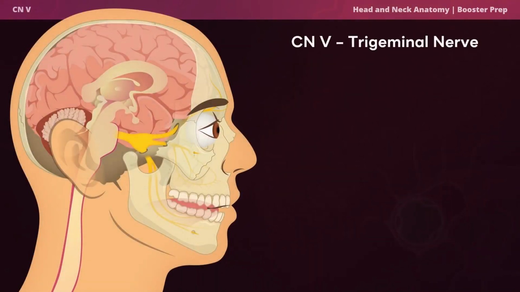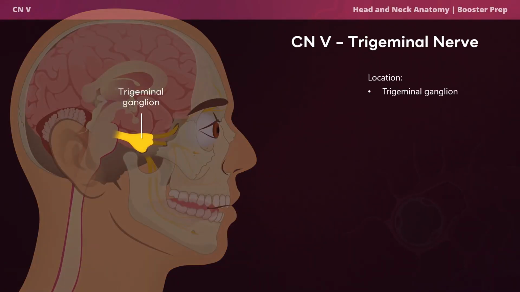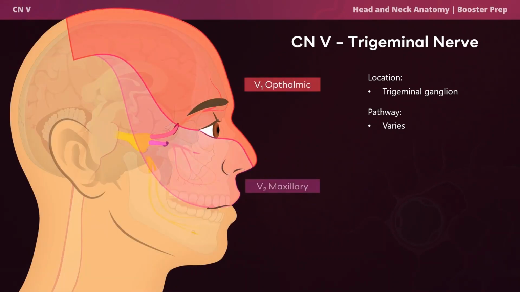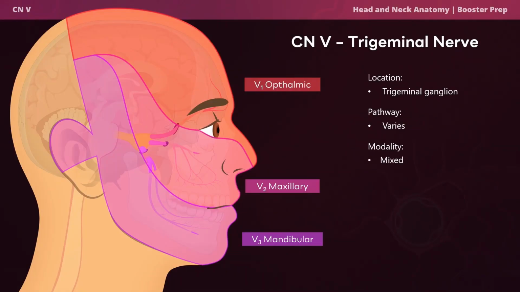Now this is a very important concept, so we're going to break down the 3 branches of this nerve individually. So this nerve originates in the trigeminal ganglion in a depression of the temporal bone known as Meckel's cave, and has 3 branches that exit through different foramina of the skull. So the pathways vary, and the different branches are the ophthalmic, the maxillary, and the mandibular. So I'm going to discuss each of these branches separately, but it's important to know that the modality is mixed, and that the function is a sensation of the face, gingiva, teeth, and motor function for mastication. So let's break this down.